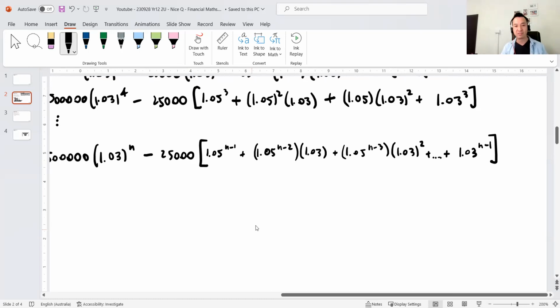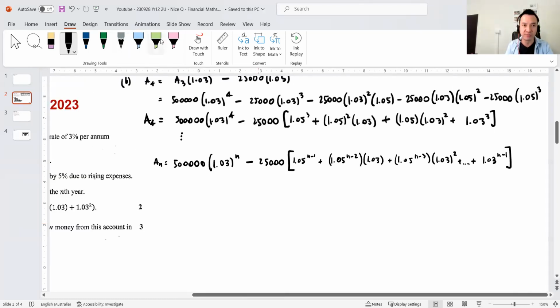Now, at this juncture, you basically say to yourself, I need to develop a GP here. That's normally what happens. If you look at that, it's hard to develop a GP here, so this is a trick. The trick is to factorize from each one of these terms. Why don't you try to factorize out 1.05 to the power of n minus 1? Take that out. Let's see where that takes you.